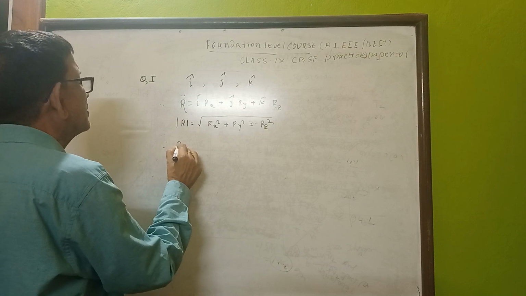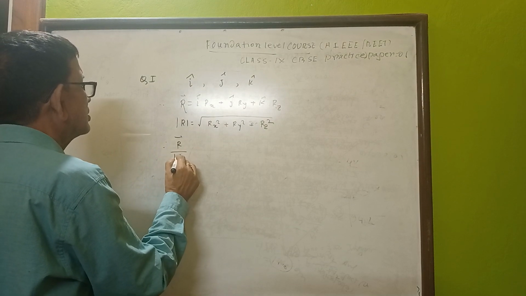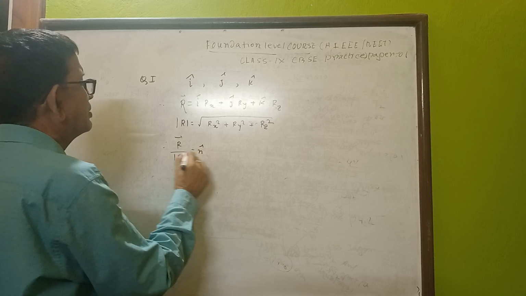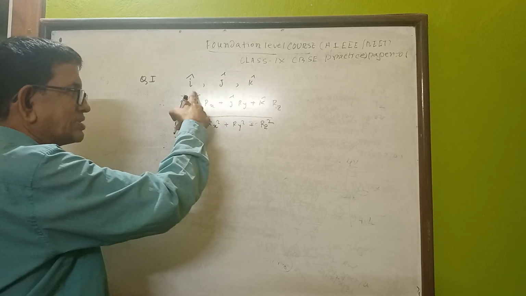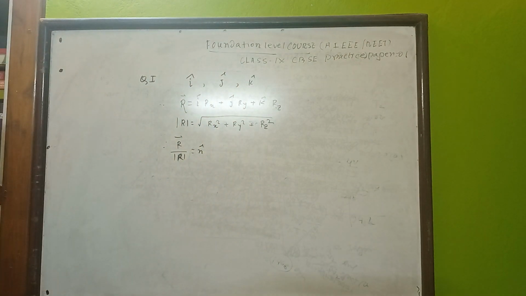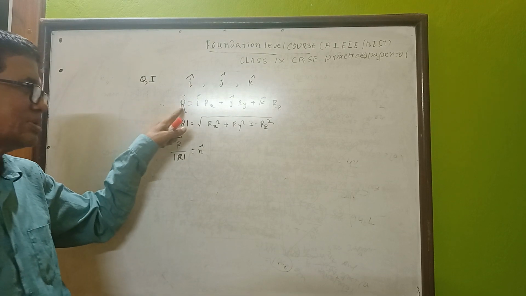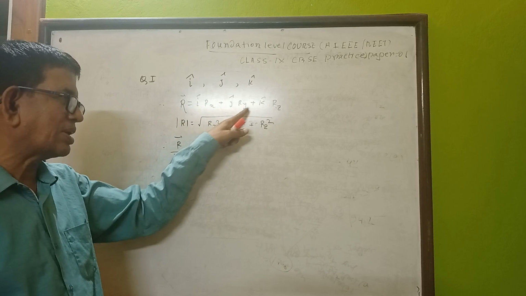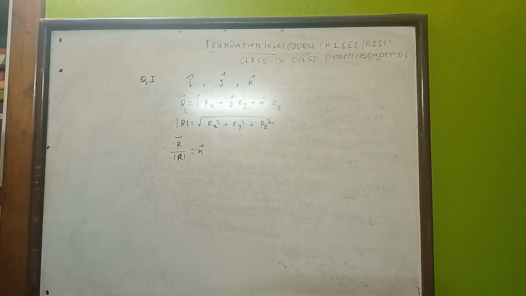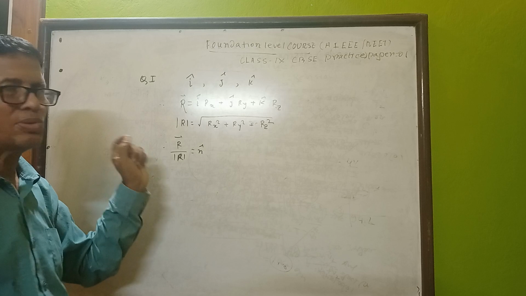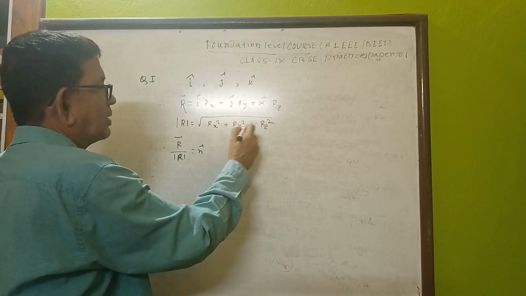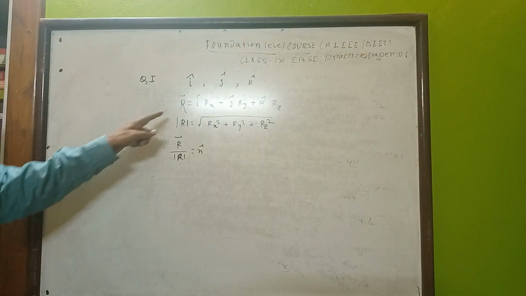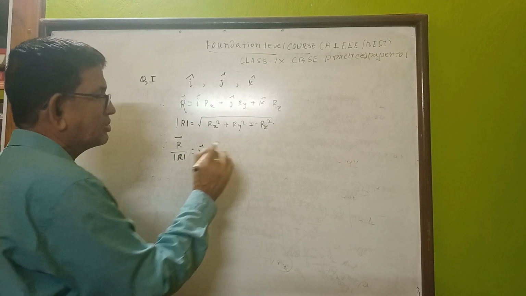Any vector divided by its magnitude will give you the unit vector along the direction of the given vector. So i, j, k, 3 unit vectors represent 3 directions: i along x-axis, j along y-axis, k along z-axis. Now if the displacement vector or position vector is i Rx plus j Ry plus k Rz, children, you can ask me what is the magnitude. When you determine the magnitude, first you take the square root, then Rx square, Ry square and Rz square. Now any vector divided by its magnitude gives the unit vector along the direction of the given vector.